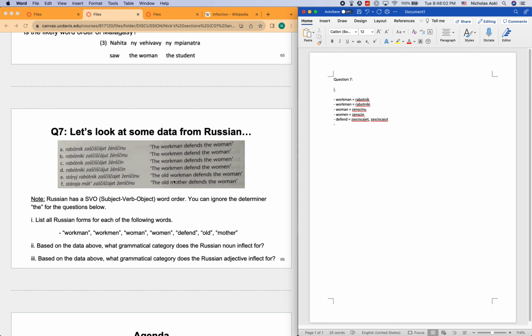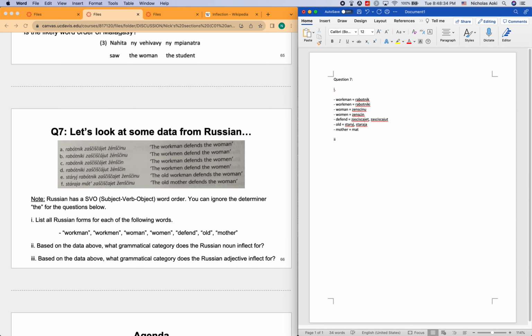Old, that appears in the 5th and 6th sentences. And notice again, there are two different forms, stari and staraya. Finally, mother. That's only in sentence F. It's the subject that comes after the adjective, so it's mat. Okay, that's the answer to question 1. Basically, you're matching the English words to the Russian words.